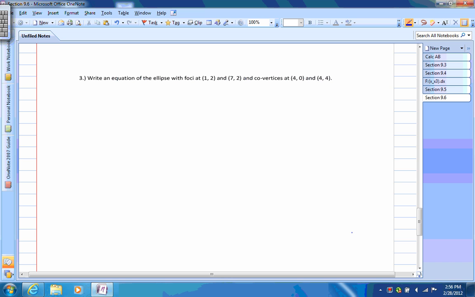Okay, last one, number 3. Write the equation of an ellipse with the following information. So, as we've always said, the first step, make a quick sketch, just so you can visualize the problem.